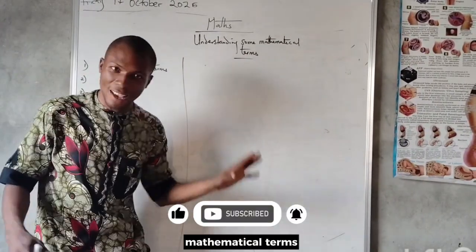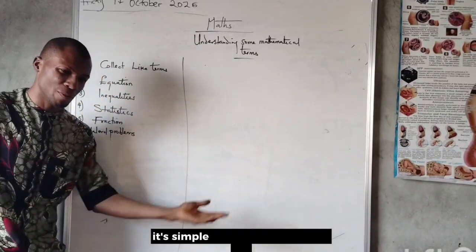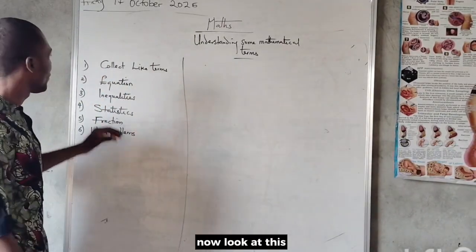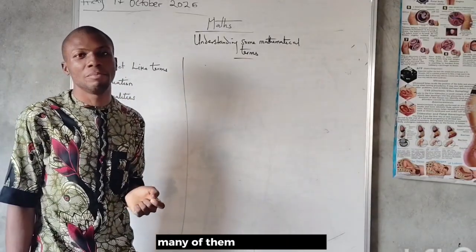Let's try understanding some mathematical terms. A lot of people don't know, even if they are looking at this, it's simple. Now look at this. Collect like terms has failed a lot of students. Many of them. You understand?